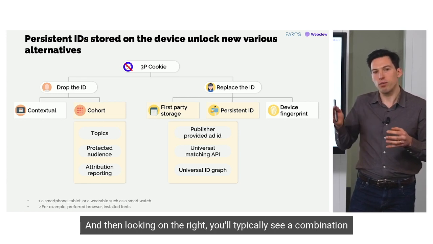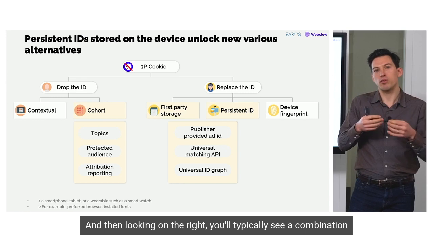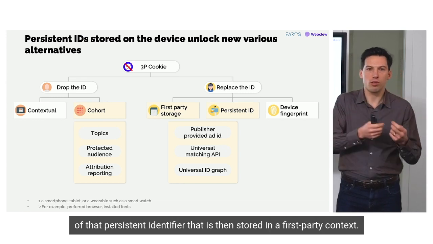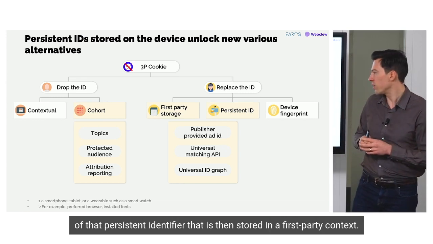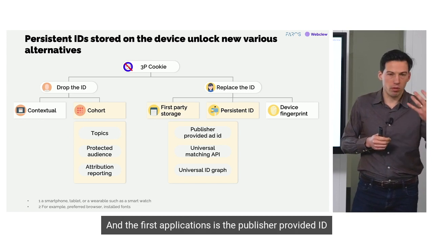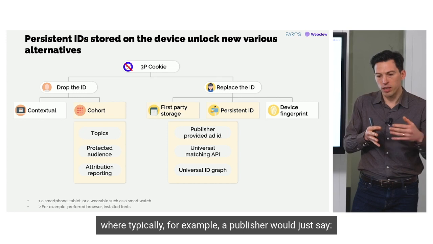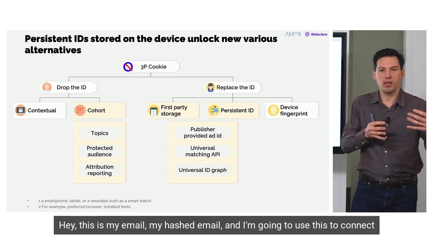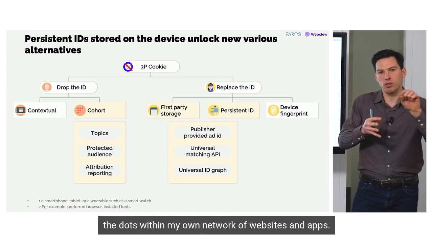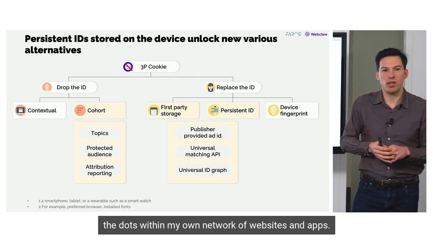And then looking on the right, you'll typically see a combination of that persistent identifier that is then stored in a first-party context. And the first application is a publisher-provided ID, where typically, for example, a publisher would just say, hey, this is my email, my hashed email, and I'm going to use this to connect the dots within my own network of websites and apps.